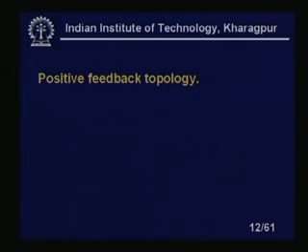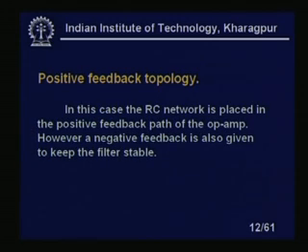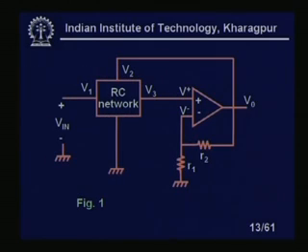Now, positive feedback topology. In this case, the RC network is placed in the positive feedback path of the op amp, and however, a negative feedback is also given to keep the filter stable. Because if you look at the circuit, this is a positive feedback topology, with RC networks in the positive feedback path, but if I keep this circuit as it is, the circuit will not be stable. We need to make the circuit stable, so we have to give some negative feedback. These negative feedbacks are given by these 2 resistances R1 and R2, clear.